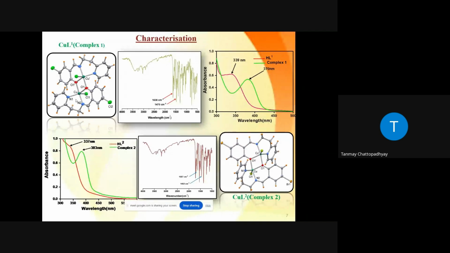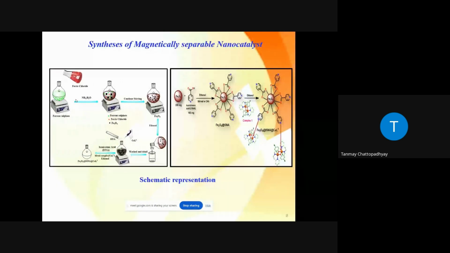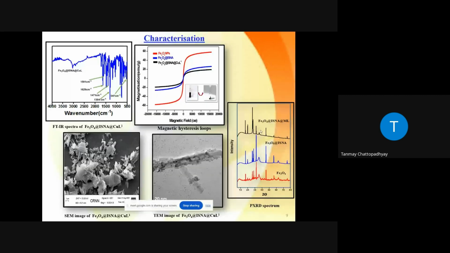Here is the scheme. First, this is the scheme for the preparation of the ferric oxide nanoparticle, and here we attach the isonicotinic acid to the oxide nanoparticle surface, and then the complex, and this is our desired material.